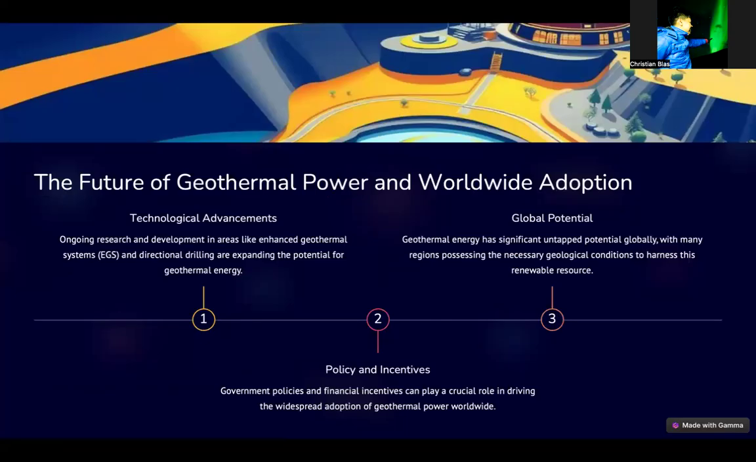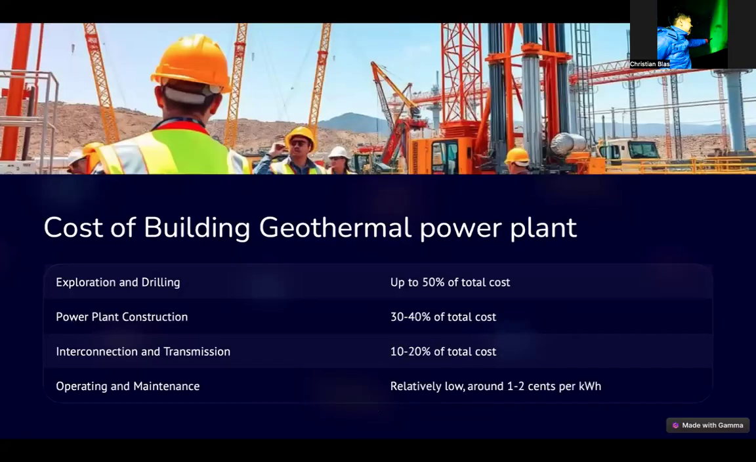The future of geothermal will be technological advancement through EGS, or the enhanced geothermal systems. Of course, the policy and incentive of each government to have widespread adoption of geothermal power plants, and also to be an alternative renewable like solar and wind. The cost of building geothermal power plants for the exploration and drilling is around 50% of the cost, while the power plant construction is 30 to 40% of the total cost. The interconnection and transmission will be 10 to 20%. Operating and maintenance is around 1 to 2 cents per hour.